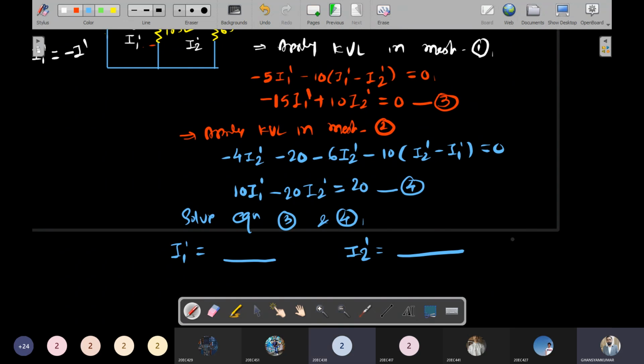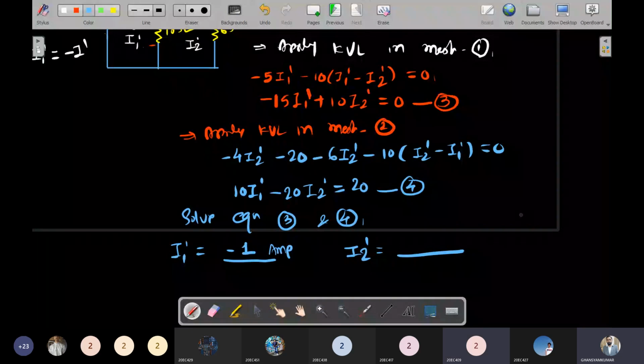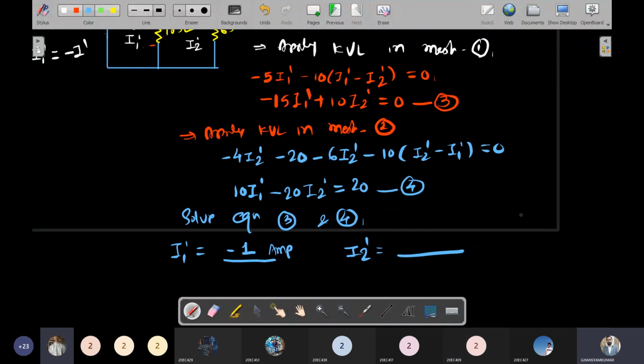Sir, minus 1 ampere. I1 dash is minus 1 ampere, sir. Yes, sir. What are you getting for I2 dash? Minus 1.5 amperes, sir. Minus 1.5 ampere. Please check, other students. If you are getting the same answer, please tell me. How many of you are getting the same answer? Yes, sir. Same answer.